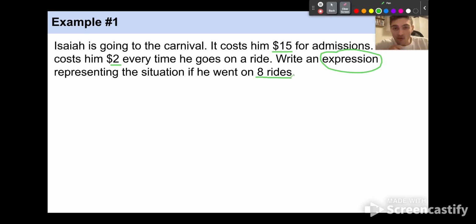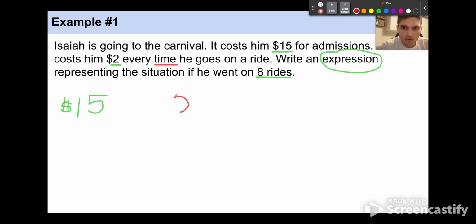Okay. So, first, we know that he went to the carnival. Let's just look at the story. We know that he went to the carnival. He spent $15. So, we can immediately just say $15 flat. What else do we know? Well, we know that every time he goes on a ride, it's $2. And he went on 8 rides.